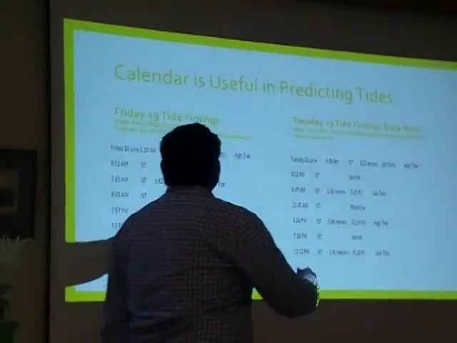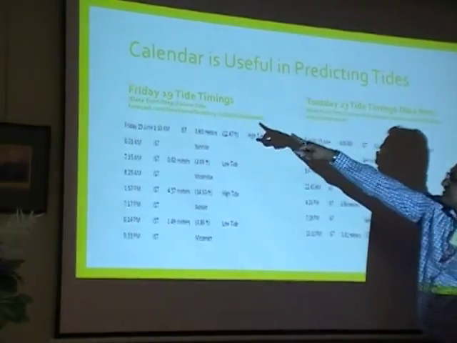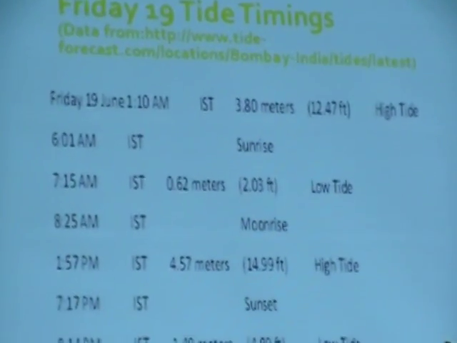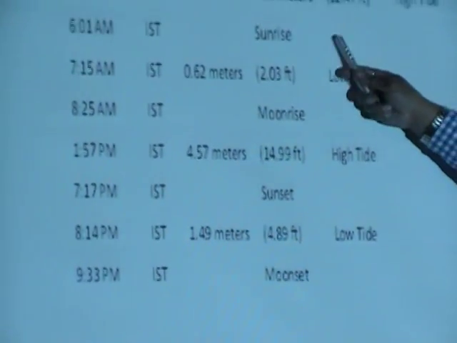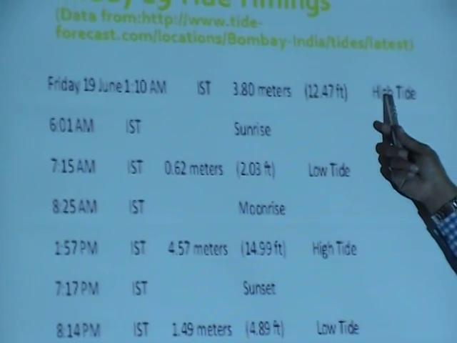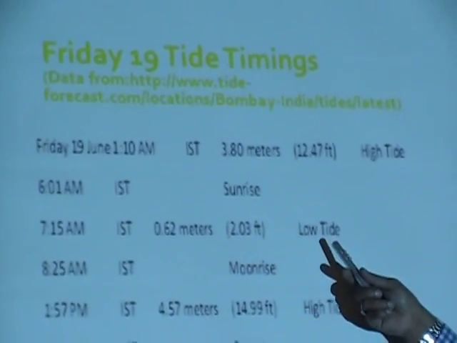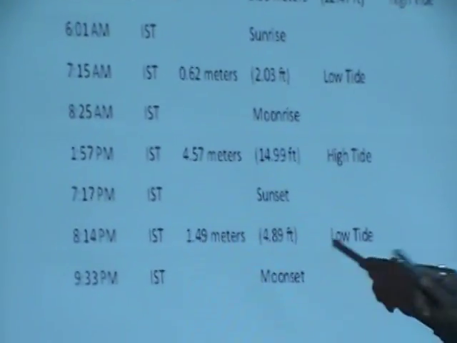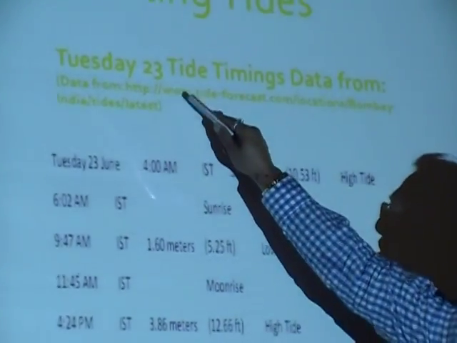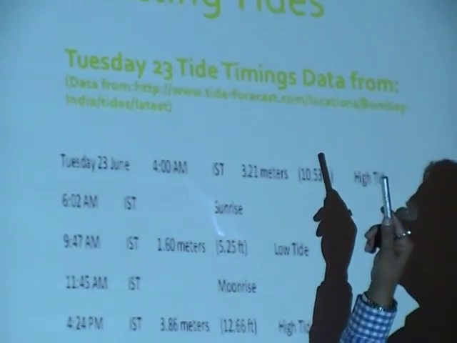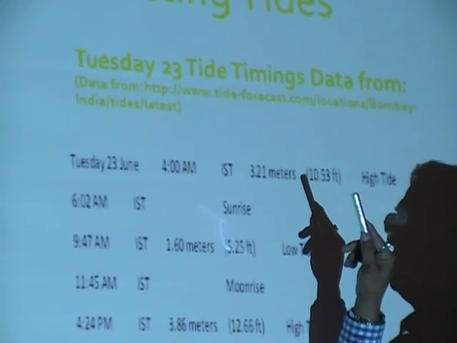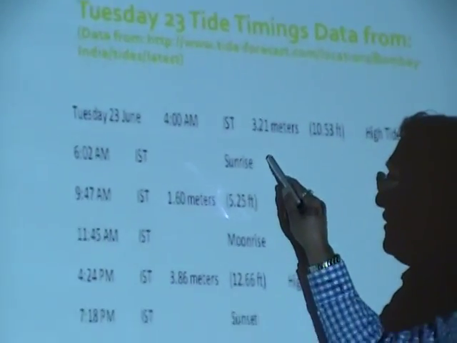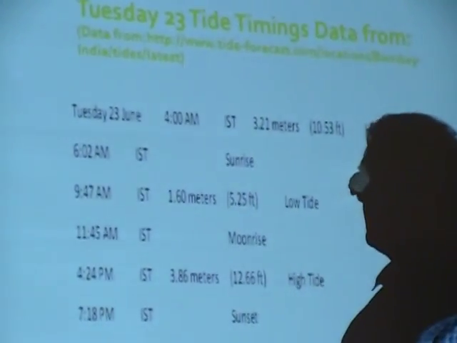So, in this table here, you see the tides. This is June 19. They have said that this is the time when high tide will come. They have taken into consideration sunrise, the motion of the sun, the motion of the moon, sunset. You can predict the time, even for the 23rd.